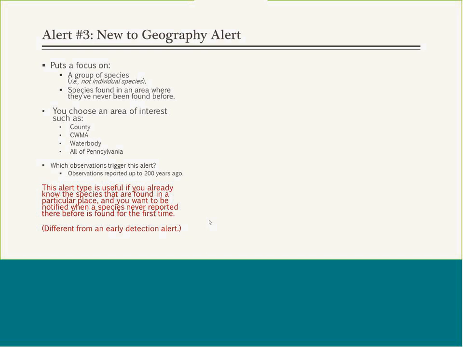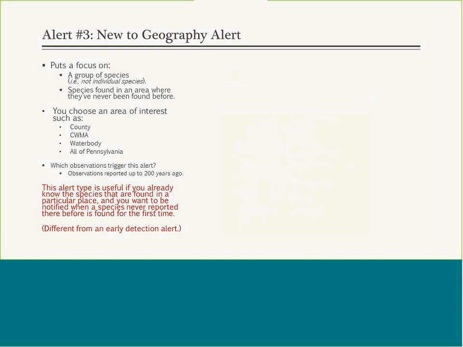Again, I'm going to choose an area of interest like you did with the other 2 alerts. This one is going to trigger on alerts that could be actually really old, so it's going to trigger on ones that could have been reported up to 2 years ago. So this one is really useful if you want to know about species that are found in a particular place, and you want to know if something has been reported for the first time. This one is kind of different in that it could be even for a common species, and it just hasn't been reported there before. So that's kind of why it's a little bit different from the early detection alert.